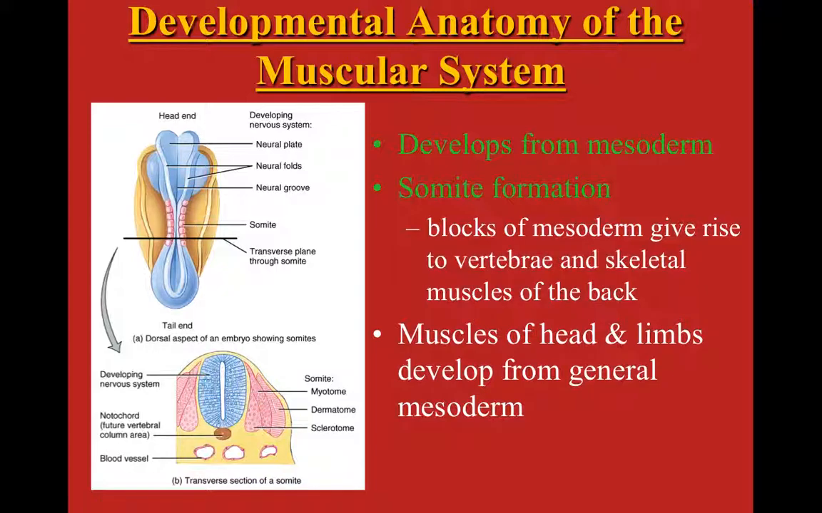The muscular system, we talked about this a long time ago, is given rise from a dividing embryo. This would be shortly after the zygote phase, and we have a multicellular thing, giving rise to the nervous system and the somite. Okay, and then we're seeing here muscles of your head and limbs develop from your general mesoderm, and somite formation is the blocks of mesoderm that give rise to your vertebra and your skeletal muscles of your back. All right, that's what the somites do.